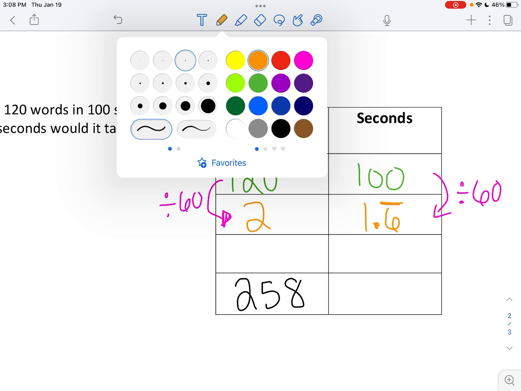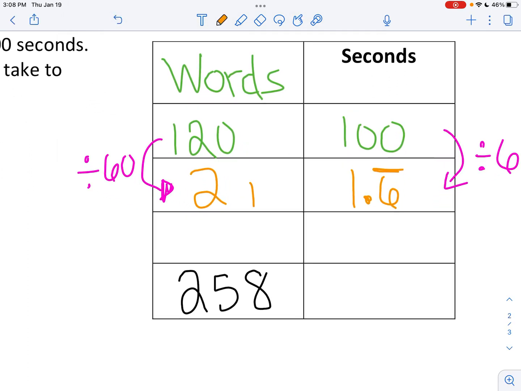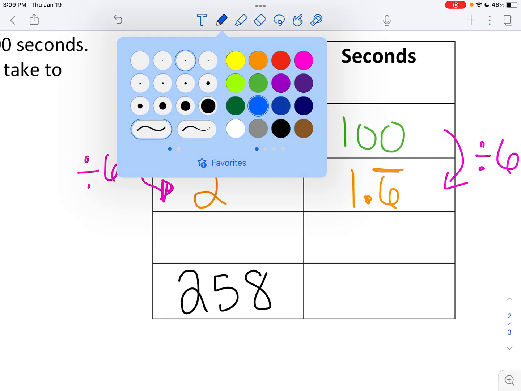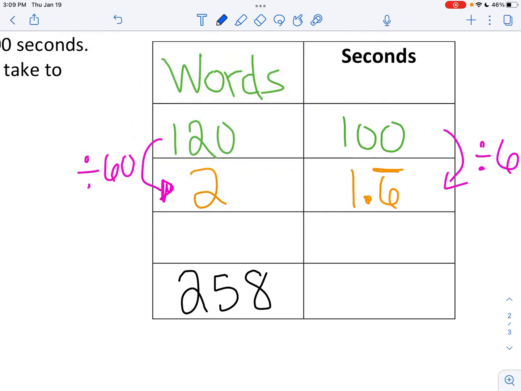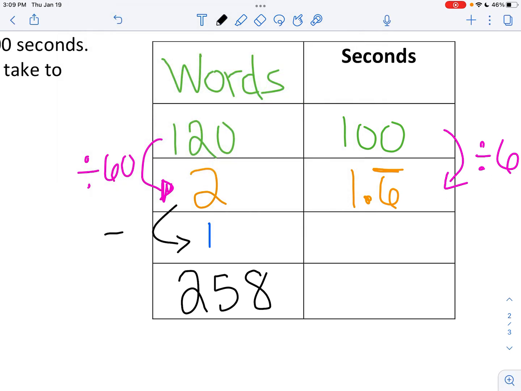Okay, then I'm looking for a common factor between 2 and 258. 258 is a huge number. It is really tricky to even think what the factors of this number are. So I know that one number is a factor of every whole number, and that number is 1. I can multiply anything times 1 and get itself. So to get from 2 to 1, I'm getting smaller, so that's divide by 2. 2 divided by 2 is 1.